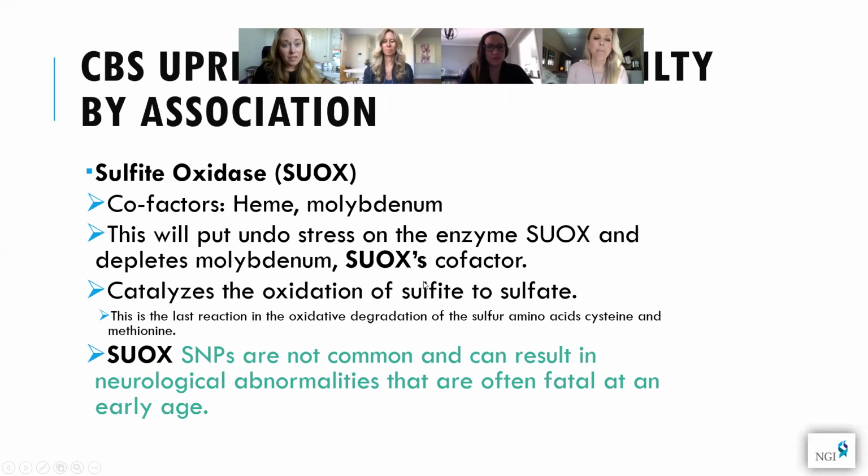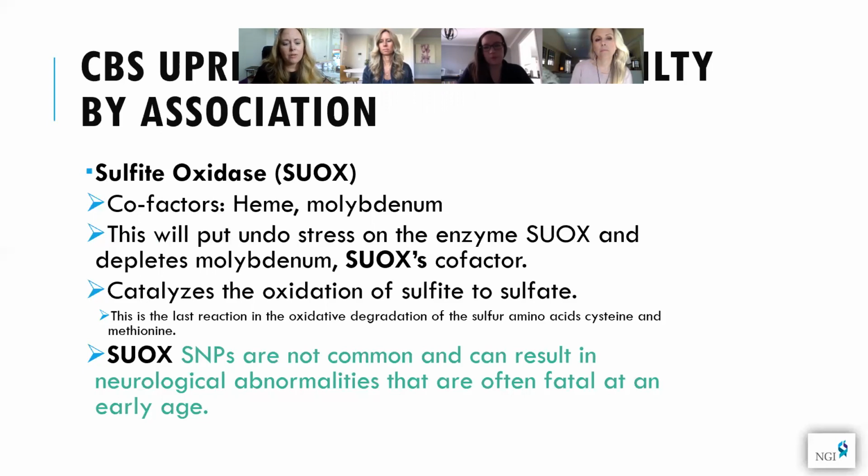There's one other thing that I call guilty by association with CBS upregulation, and that's sulfite oxidase, or SUOX. This SNP is basically below CBS, and this is a sulfate gene or sulfite gene. One of the reasons we look at this is that there is a coenzyme called molybdenum, and we use it to take some of the pressure off. So for people with active CBS upregulation, we give them a little bit of molybdenum to help with the processing of this.